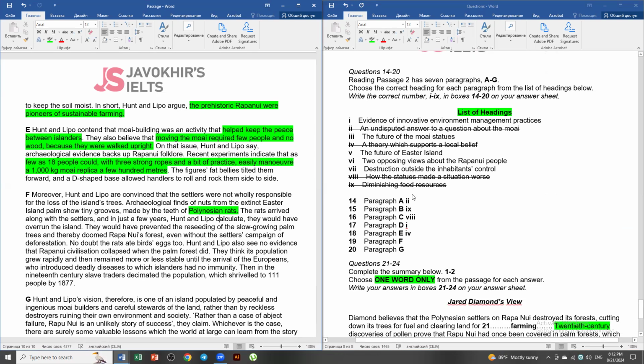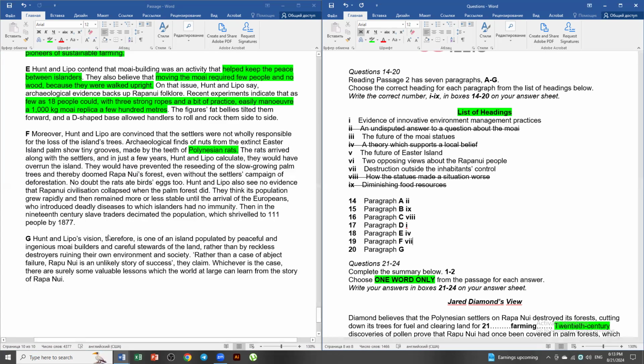Destruction outside the inhabitants' control, I guess. Yep. There are no two opposing views. That's basically what it's saying for us, I guess. They're saying we're not wholly responsible for the island's destruction. So I think it was destruction outside the inhabitants' control. Outside the inhabitants' control means someone else did the destruction. So it's like rats. So that's probably the most suitable answer. I guess give it a number 7.